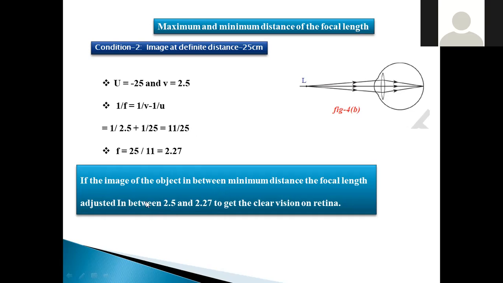Now we have an important prediction here. If the object is in between the minimum distance, the focal length is adjusted in between 2.5 and 2.27. If the object is present in between, so that is the definite distance, now the focal length is adjusted in between 2.5 to 2.27 to get clear vision. 2.5 is the distance between the retina and the lens, and 2.27 is the minimum distance up to which you can clearly see without any difficulty. Okay, so this is about case 2.